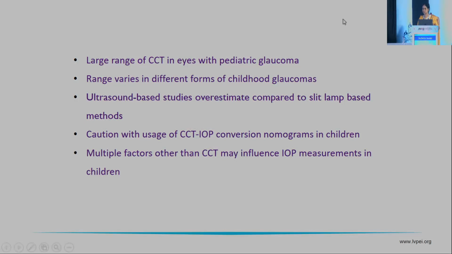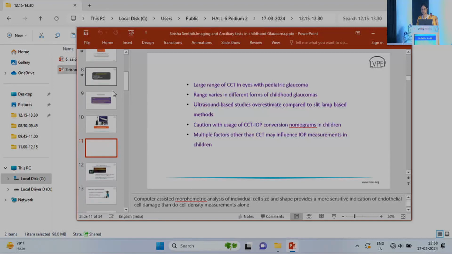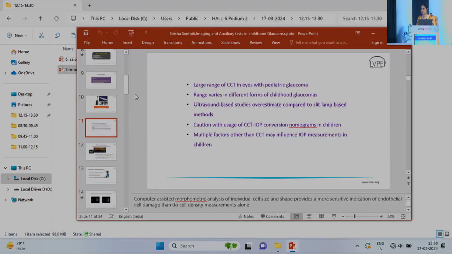Can I ask just one question? Yeah. So in the last scenario, Dr. Sirisha, my problem comes when I'm seeing a child with a cup disc ratio of 0.7 maybe, and the pressures are not 16 but they're 19 and 20. Then what to do? Should we start one medication?